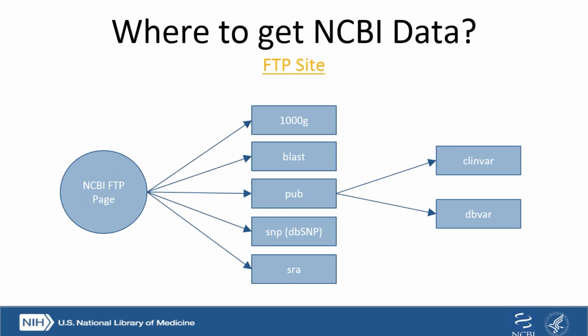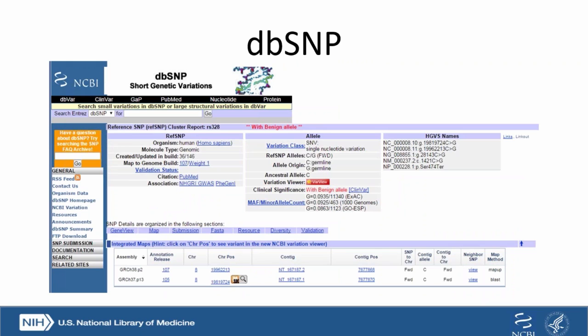Okay, so first off, we'll want to go over where you can get NCBI data. One of the main places is going to be the NCBI FTP site. That's for file transfer protocol, and it's a web page where you can access and download data available from NCBI. This is just a demonstration of how our FTP site is set up. If you go to the main FTP page at NCBI, you can find links to 1000 Genomes data, BLAST, SNP, and SRA directly on that front page. But if you want to find ClinVar or dbVar data, you'll have to go into the pub directory to find those.